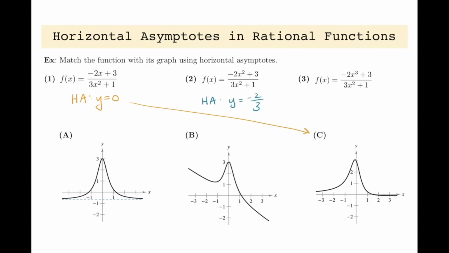The second function is balanced. We have degree of 2 up top and degree 2 in the bottom. So that means that the horizontal asymptote will be the ratio of the leading coefficients, which will be y equals negative 2 over 3. That matches with the graph labeled A.